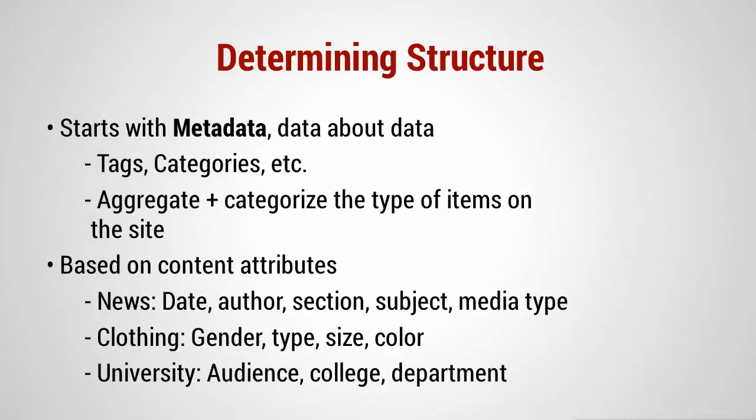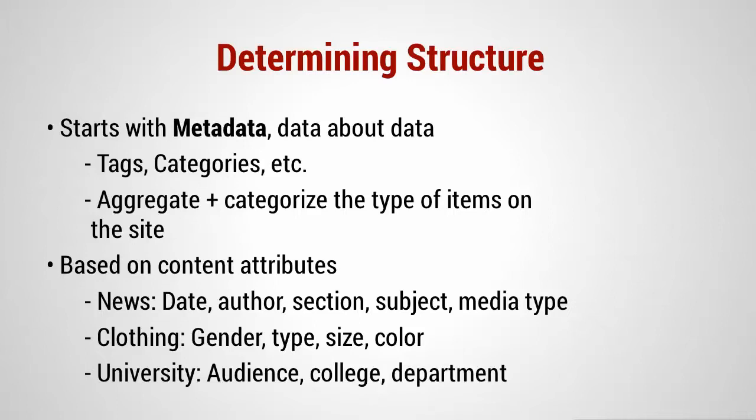So how do we determine the structure and labeling? How do we come up with an information architecture? Well, it really starts with metadata, and metadata is data about data, or as your reading describes, information about information. Tags, categories, that kind of thing. You might be familiar with metadata from your camera. Perhaps on your phone you have a camera that will tell you when you took the picture, any filters that you use, sometimes the location. That's all metadata.